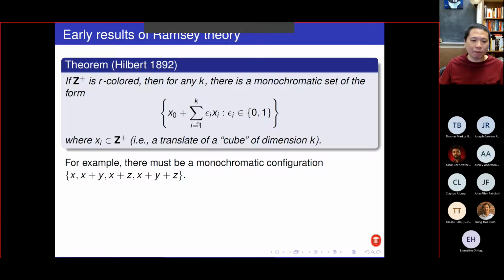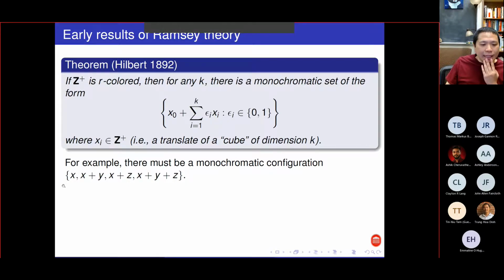Right. So here's a concrete example. If you take the integers and you color or partition them into, say, 10 sets, then there exist x, y, and z, I don't know what they are, such that these numbers have the same color.